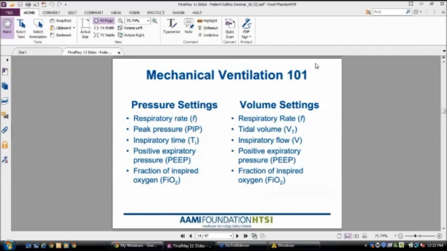You can see that on the pressure side, we're setting a peak inspiratory pressure and an inspiratory time, while on the volume side, we set our tidal volume and inspiratory flow, remembering that when we're in a pressure mode, the volume is the dependent variable, and when we're in the volume mode, the pressure is the dependent variable.